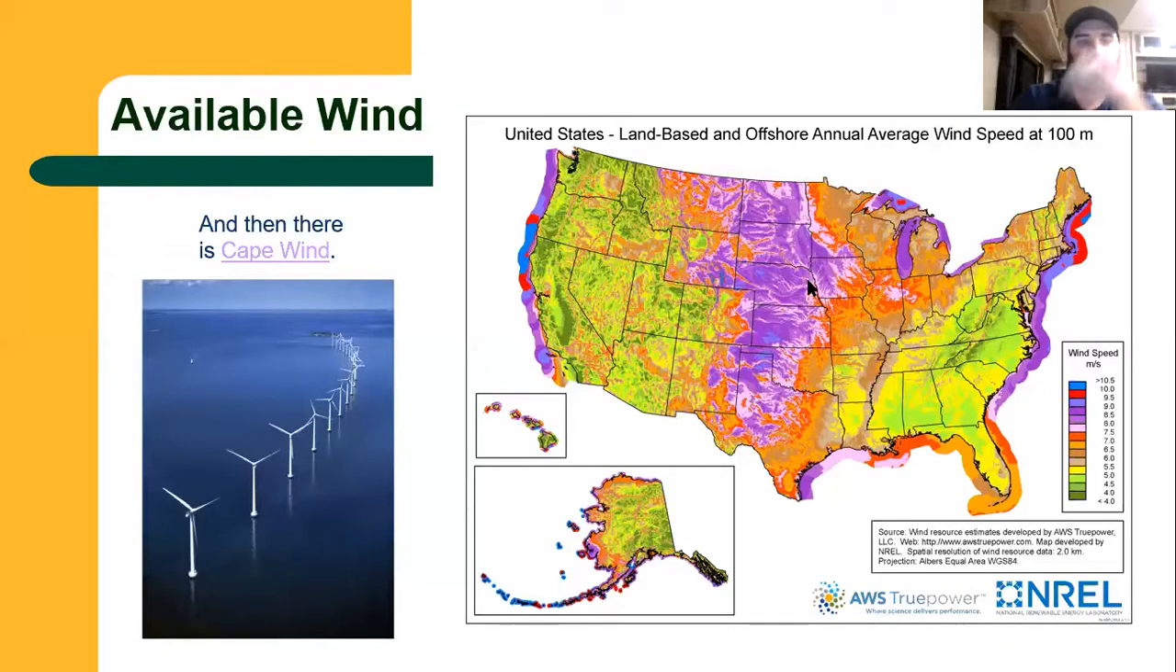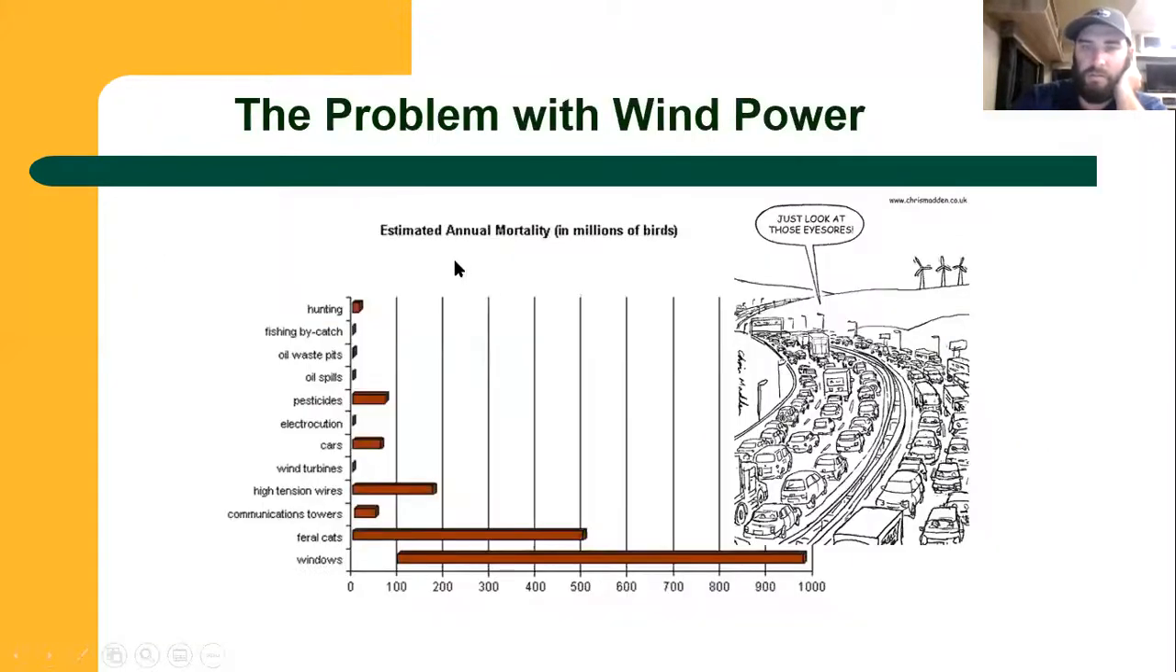Okay, so that was just a look at wind. I don't believe they actually ever were able to build the wind farm at Cape Wind. But this is a big thing that people bring up, that wind power is detrimental to birds. And this is just the estimated mortality of birds, in millions of birds. Wind turbines is here. As you can see, it doesn't really affect them at all.